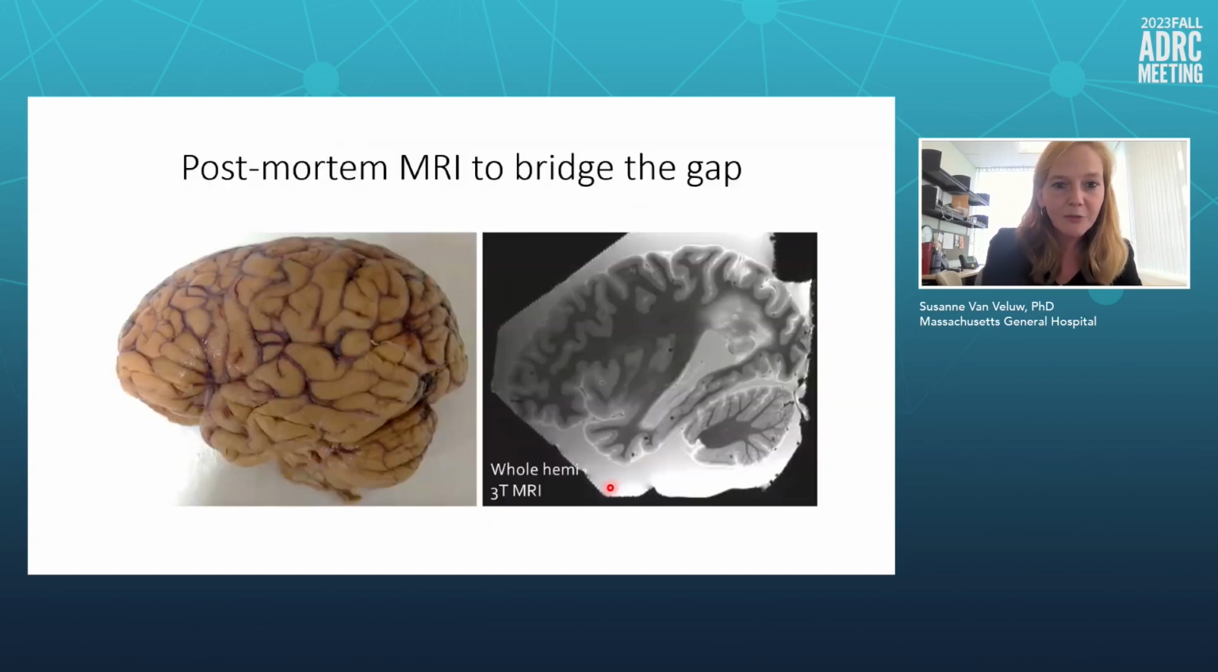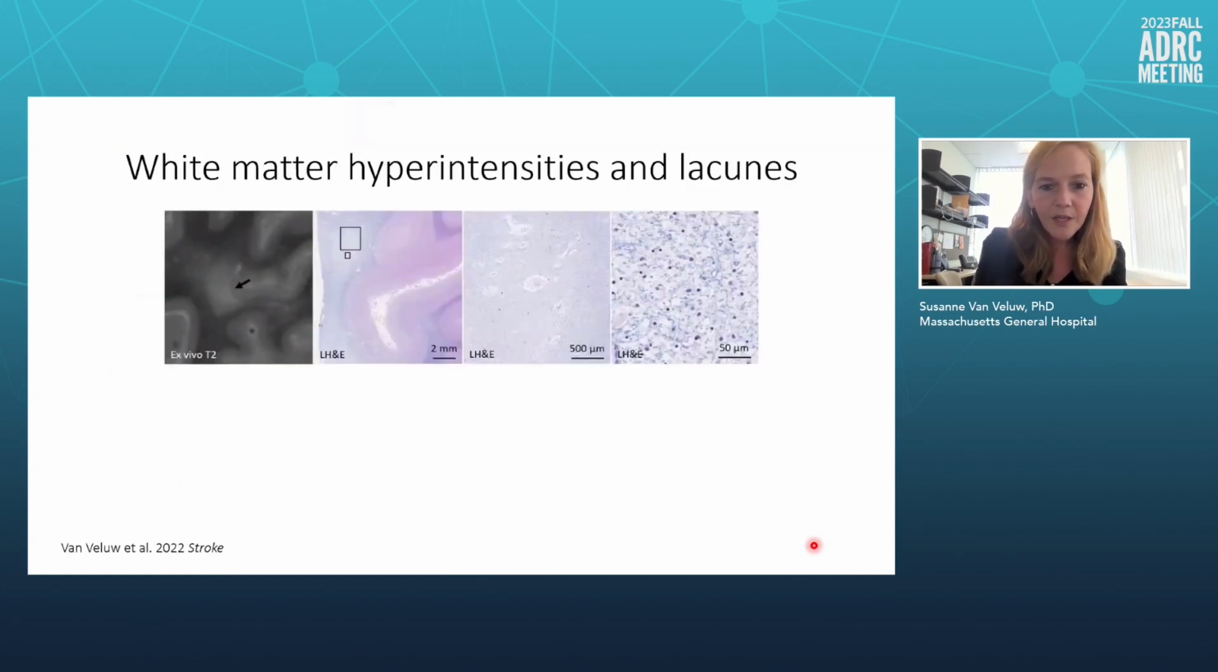And we and others have used ex vivo MRI in formalin-fixed postmortem human brain tissue to really try to bridge this gap. And doing studies like this, we can really make these nice comparisons between what we see on imaging on the one hand versus what we see on neuropathology on the other hand. So just to start us off with a couple of examples, here is an example of an ex vivo T2-weighted brain scan with an area in the white matter of white matter hyperintensity.